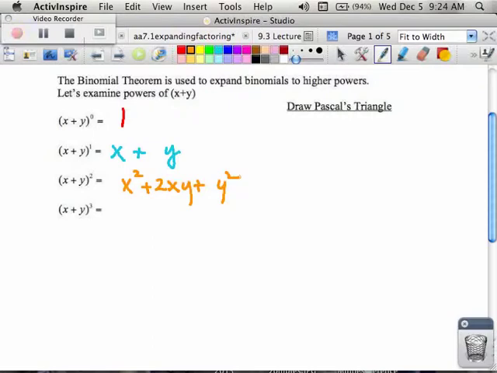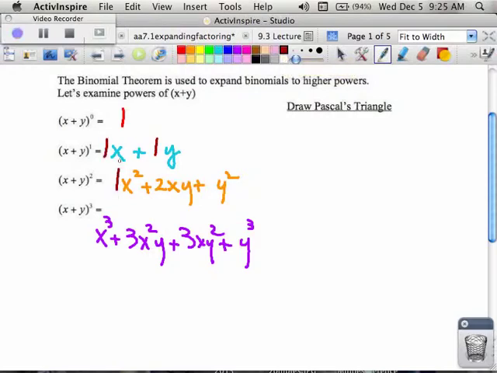If I look at x plus y cubed, you probably don't know this one. You might. You get x cubed plus 3x squared y plus 3xy squared plus y cubed. Now the interesting thing is, although we don't write them, each of these variables has a leading coefficient. What I mean is this is really like 1x plus 1y, 1x squared plus 2xy plus 1y squared, 1x cubed plus 3x squared y plus 3xy squared plus 1y cubed.